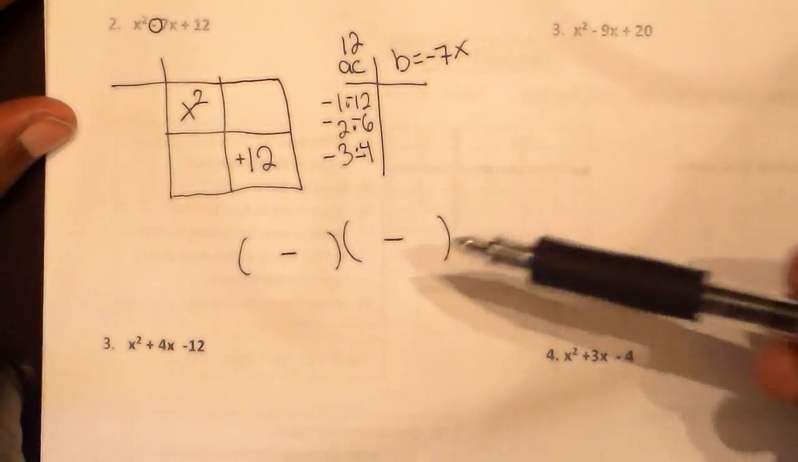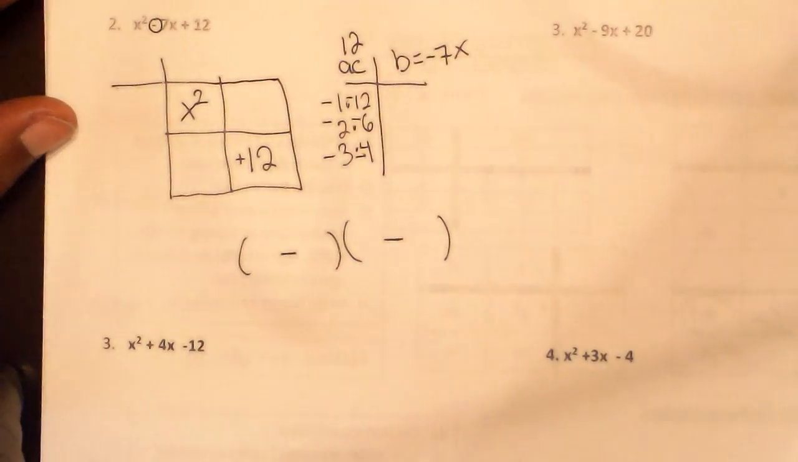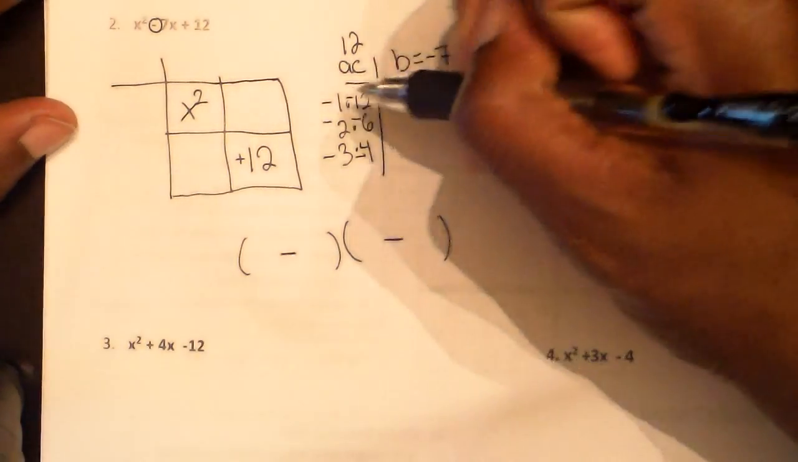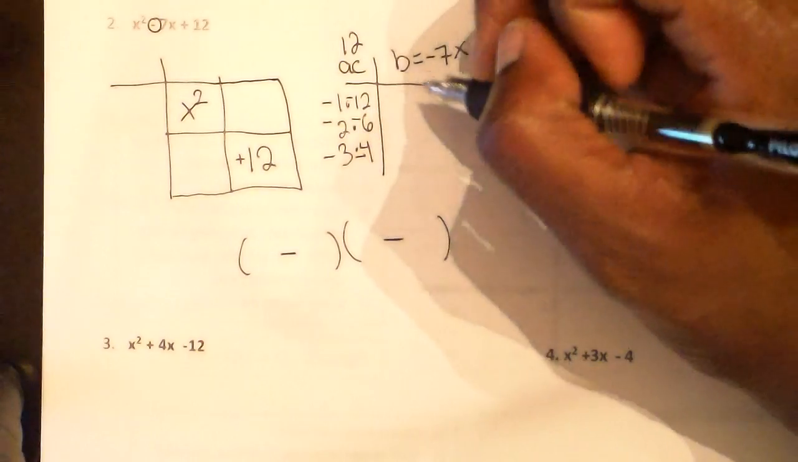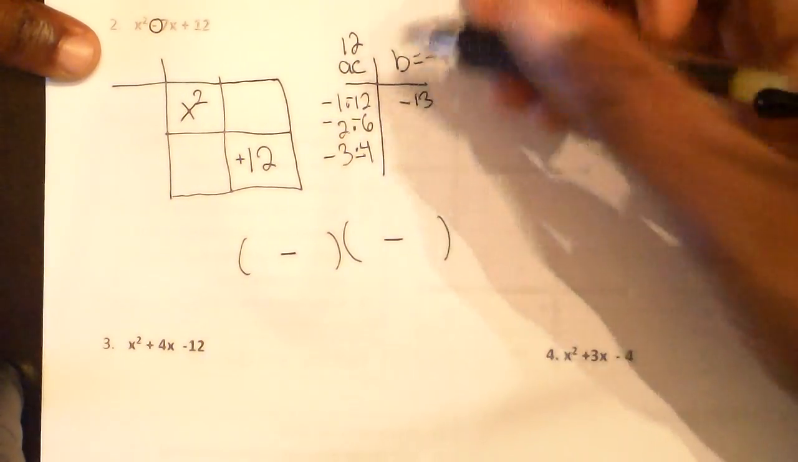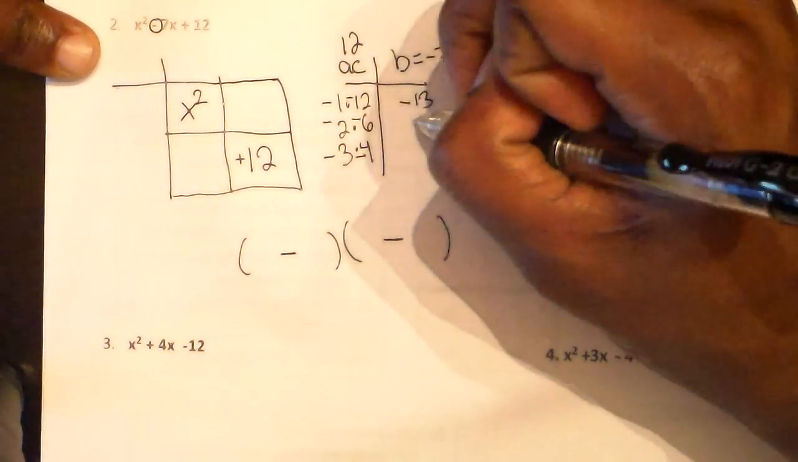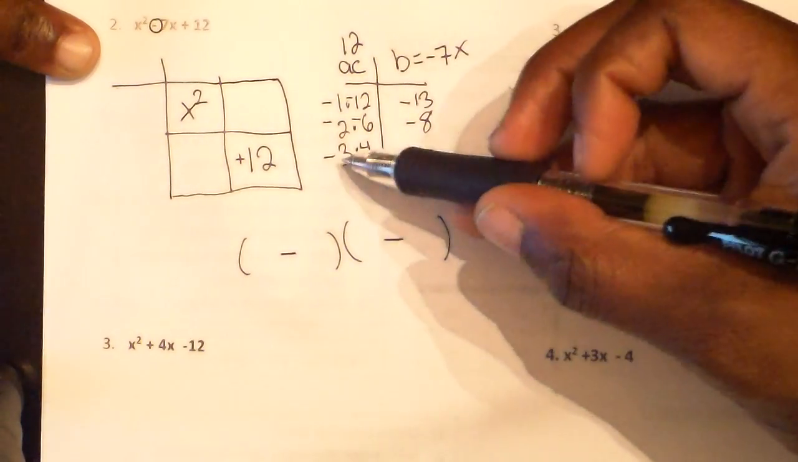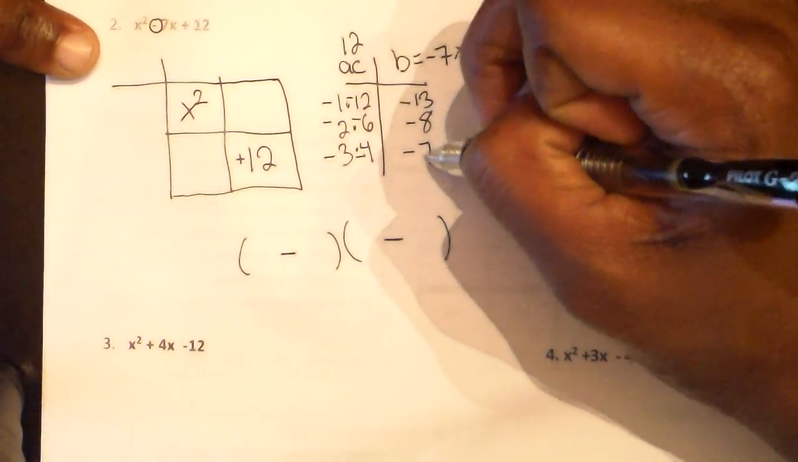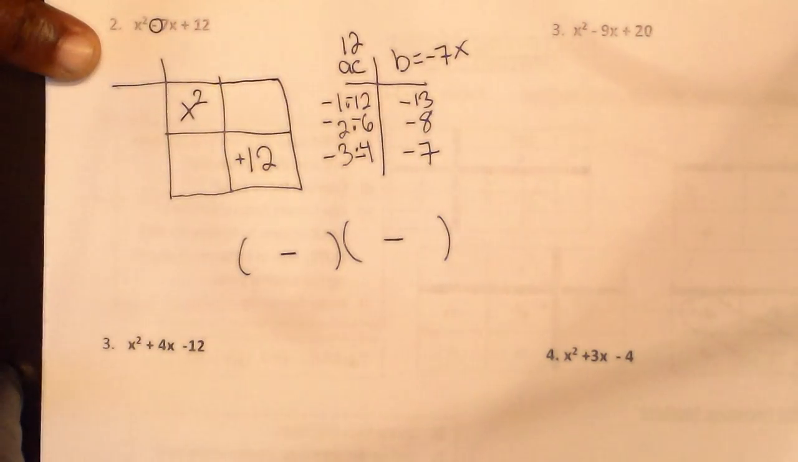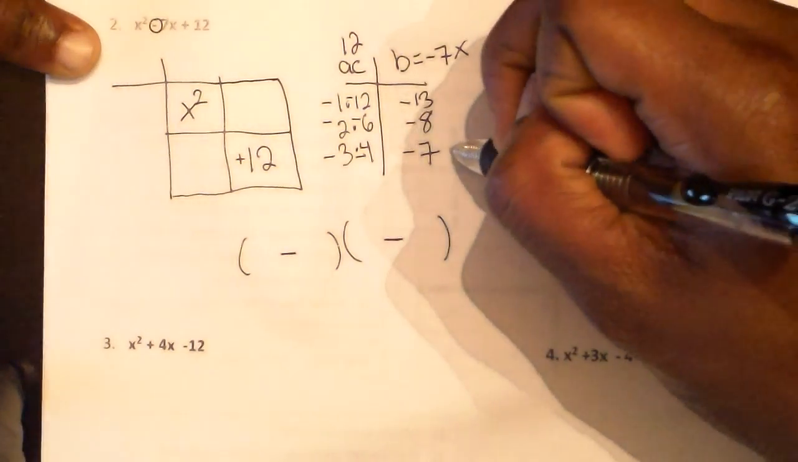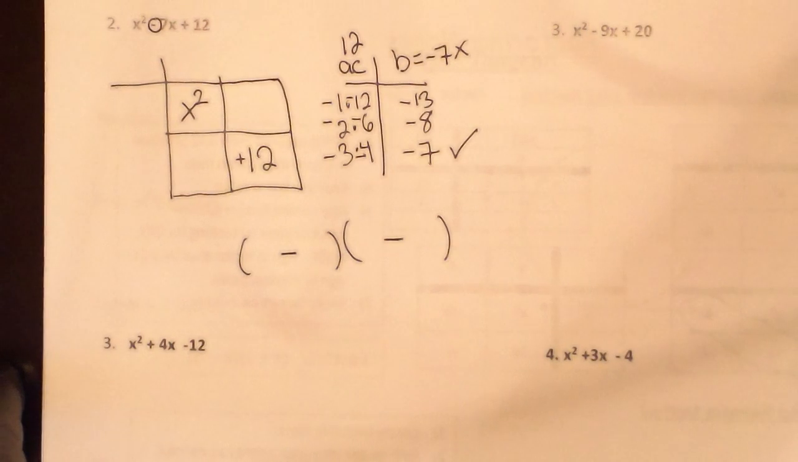Why are all the factors negative? Because we have negatives. Got it? And so then we add negative 1, negative 12, that's going to be negative 13. Negative 2 and negative 6, that's going to be negative 8. And negative 3 and negative 4 is going to be negative 7. Which one of those gives us our middle term? That one right there.